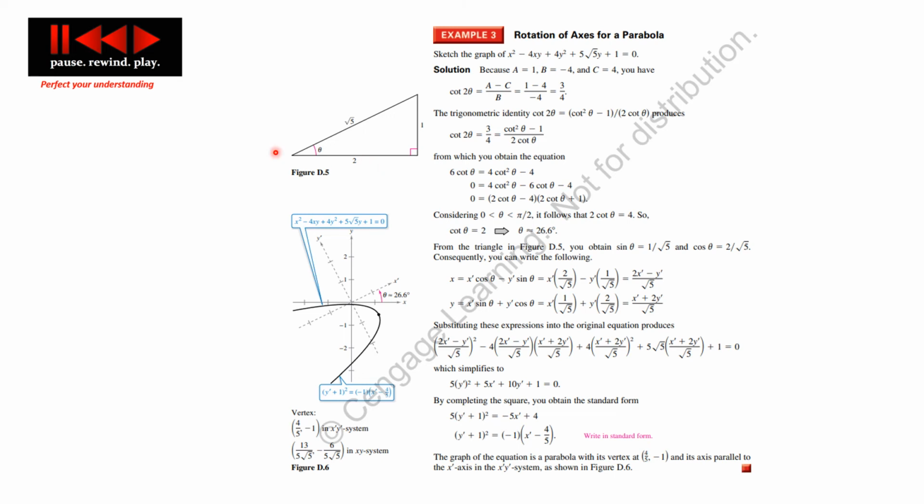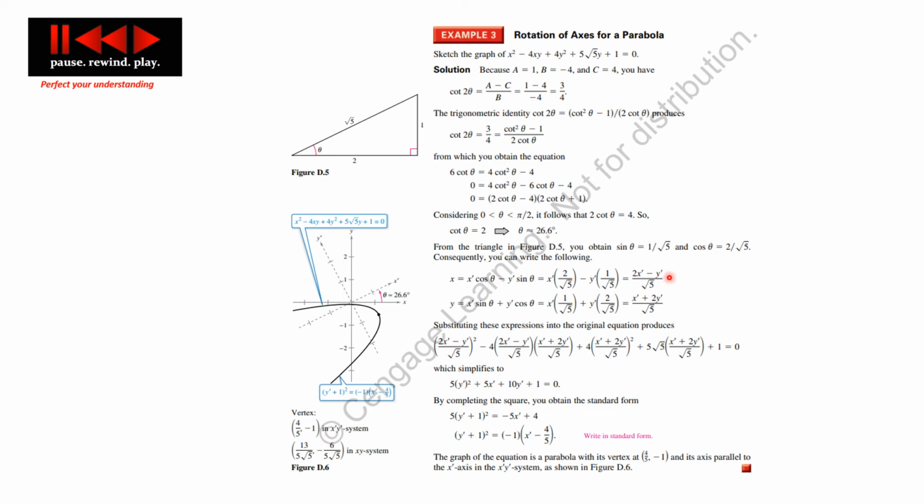If the cotangent of theta is 2, that means it's 2 over 1. So we can do a calculation to figure out the hypotenuse is the square root of 5. So we know that the sine of theta is 1 over the square root of 5, and the cosine of theta is 2 over the square root of 5. We substitute those in our equation for x and y to get these relationships after we simplify.